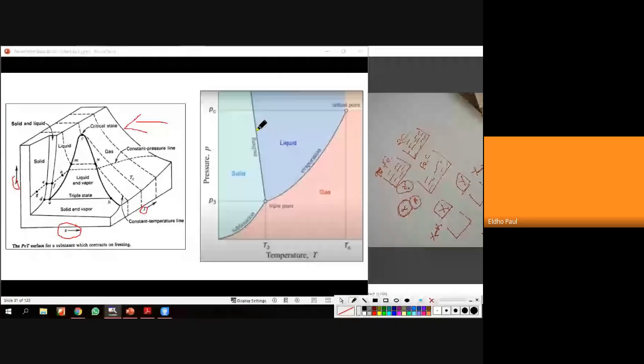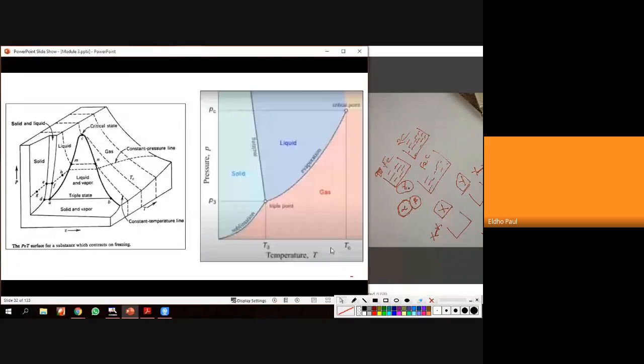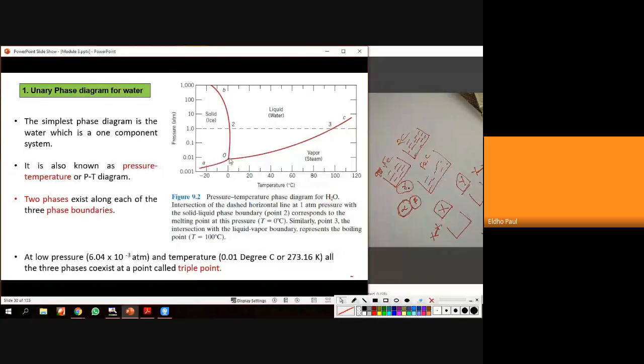Any doubt? No, sir. Okay, so in the unary diagram of water, we have three phases: solid, liquid, and gaseous phase, and we have three different phase regions: solidus region, liquidus region, and sublimation boundary region. Okay. ഇനി എന്തെങ്കിലും ഉണ്ടോ ആ ഏരിയയിൽ? ഓക്കെ അല്ലേ? യൂണറി ഡയഗ്രാമിൽ ഒരു ട്രിപ്പിൾ പോയിന്റ് ഉണ്ടാവും. So that is a unary phase diagram for water.